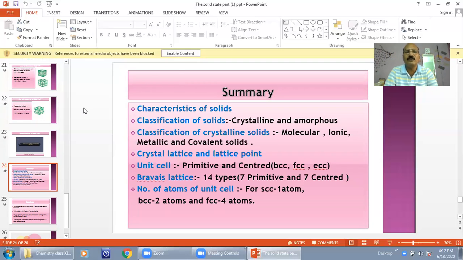So what have we studied till now? We have studied the characteristics of solids. We have studied the classification of solids, crystalline, amorphous. We have studied the classification of crystalline solids into 4: molecular, ionic, metallic, covalent. Then crystal lattice and lattice points we have seen. Unit cell we have seen, primitive and centered, BCC, FCC, ECC. Bravais lattices we have seen, that is 7 primitive and 7 centered unit cells. So there are 14 types, 7 primitive and 7 centered. Okay, so in this way, these are the points that we have studied in this part 1 of the solid state.